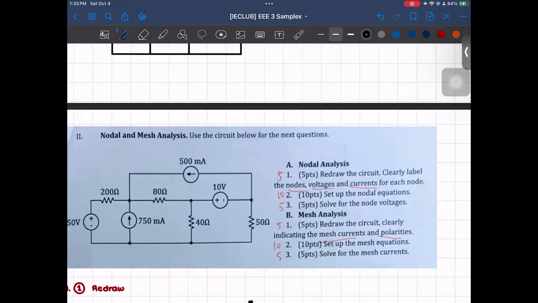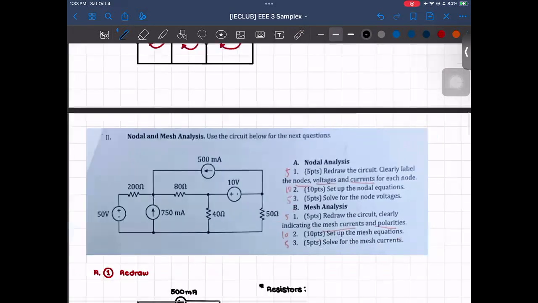So for A, which is nodal analysis, we are tasked to redraw the circuit and clearly label the nodes, voltages, and currents for each node. And second is to set up the nodal equations and also to solve for the nodal voltages. And then for B, which is the mesh analysis, we will also have to redraw the circuit, clearly indicating the mesh currents and polarities, and also to set up the mesh equations and solve these mesh currents.